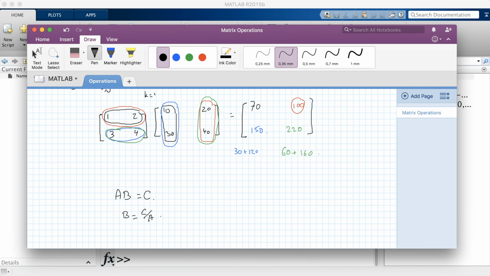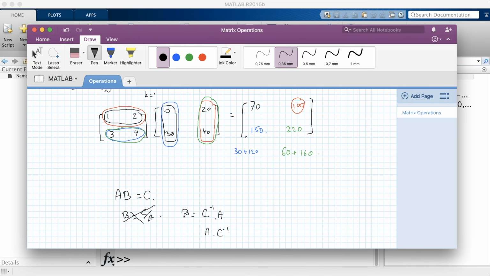Normally, this A is not denoted as such. People usually denote it as such. B is equal to the inverse of A times C, because this is a left inverse. You can also have a right inverse or a right division, that is C times A to the minus 1. And they're not the same. So usually people use the inverse.